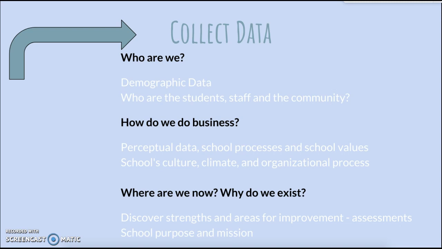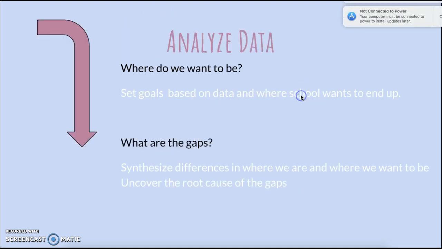When we collect data, we look at who are we, how do we do business, where are we now, and why do we exist. When we look at who are we, we're looking at our demographic data for students, staff, and the community. How we do business, we look at perceptual data, the school processes, and the school values, along with school's culture, climate, and organizational processes. Thinking about where we are now and why do we exist, we look at our current assessment scores, our current data, and our school purpose and mission.